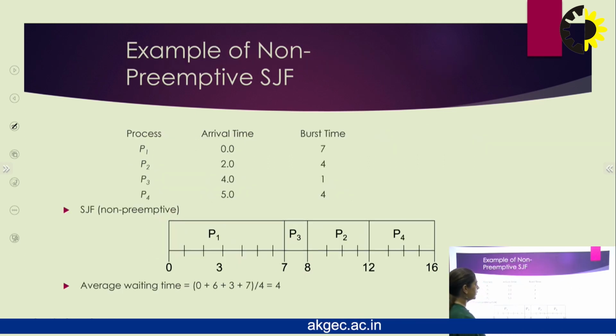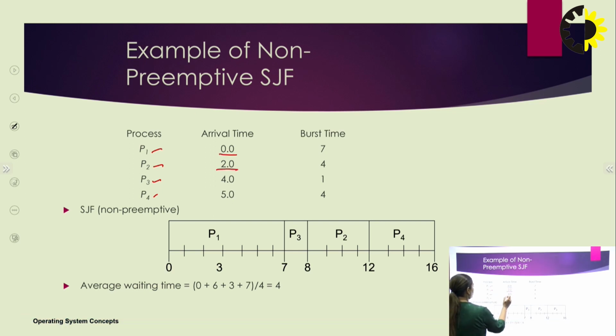Now, let's take an example. There are 4 processes P1, P2, P3 and P4. P1 arrived at 0 units of time, P2 at 2, P3 at 4 and P4 at 5. Their burst times are 7, 4, 1, 4 respectively. We will start first with the non-preemptive one. We will start at 0.